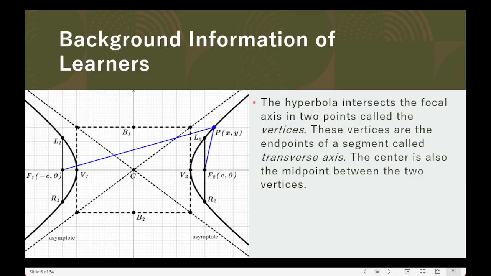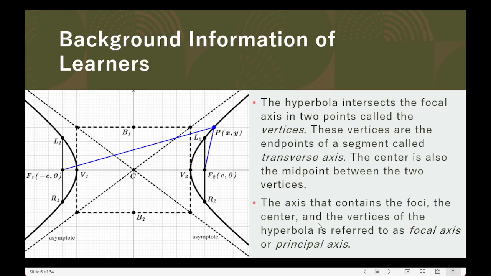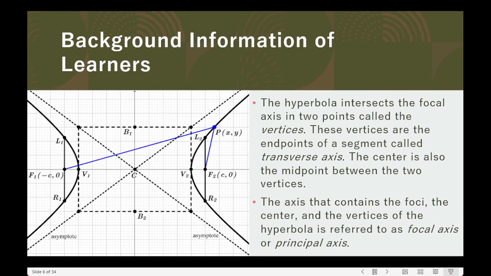These vertices are endpoints of a segment called the transverse axis. So this is the transverse axis. The center is also the midpoint between the two vertices. The axis that contains the foci, the center, and the vertices of the hyperbola is referred to as the focal axis or the principal axis. So this is the principal axis.